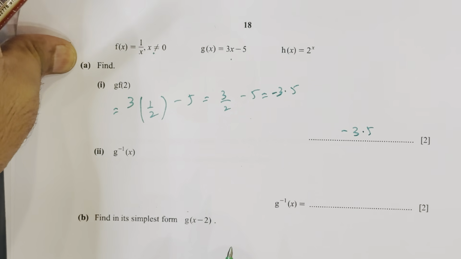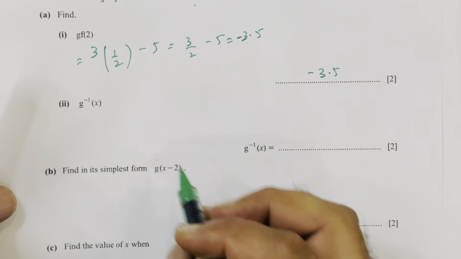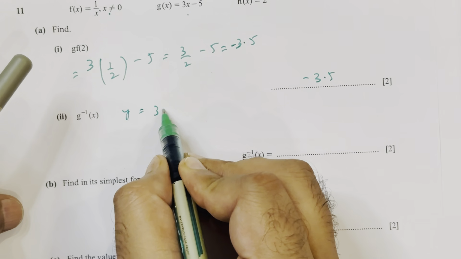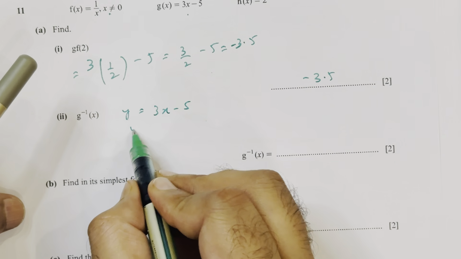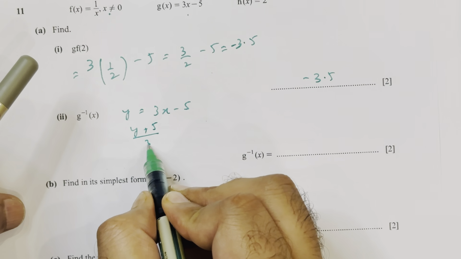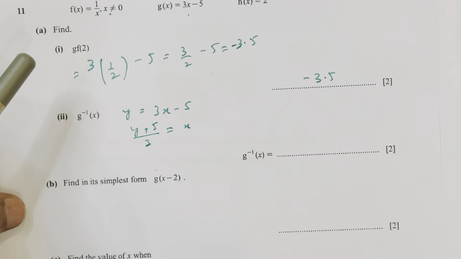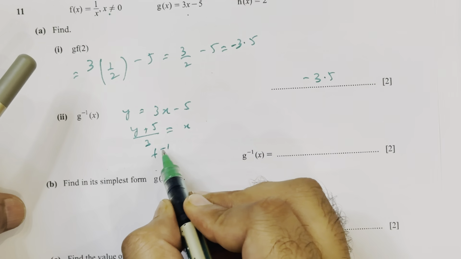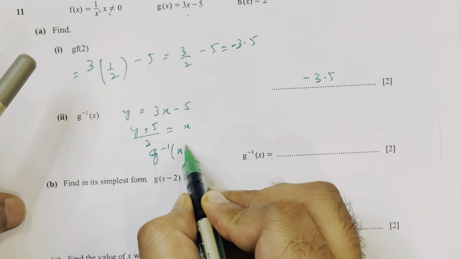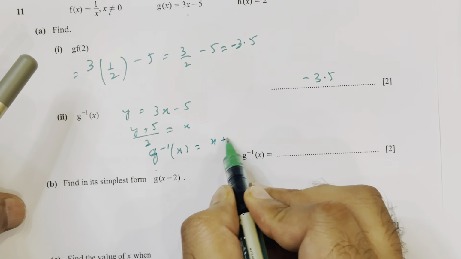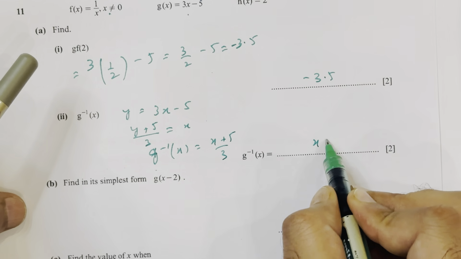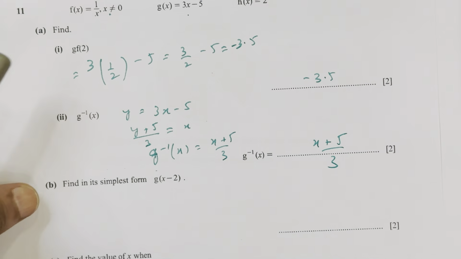Next part, you have to find the g inverse of x. So first substitute y is equal to 3x minus 5, then make x the subject: y plus 5 over 3. Then replace x by g inverse of x, and where y is coming, write x plus 5 over 3. So this would be our answer, x plus 5 over 3.